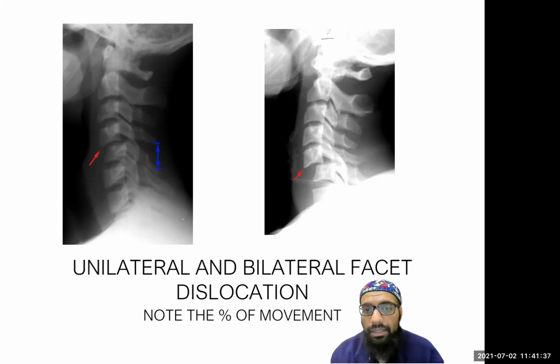So in this case, we look at the posterior line, and you can see this huge step off. And even on the anterior line, there's a huge step off that occurs. And when you follow the posterior line, you can also see it just deviating out. So this is a bilateral facet dislocation because of the amount of movement. So it's more than 50% of the vertebral body that's moved across. So that's why we say it's bilateral.